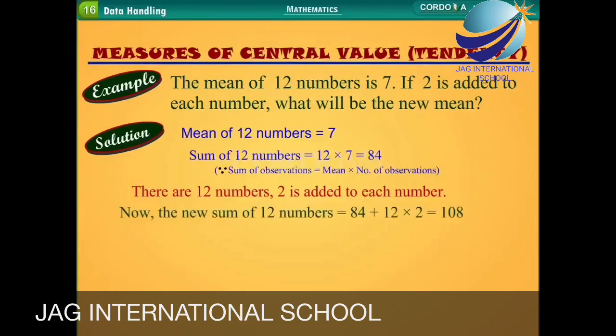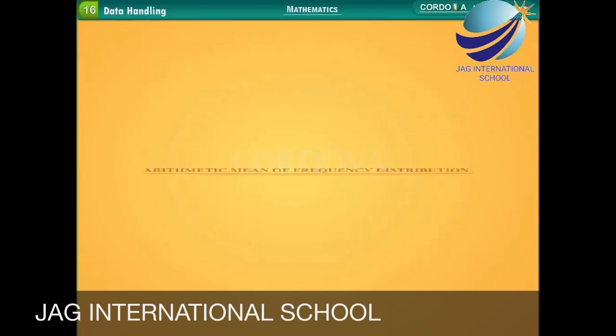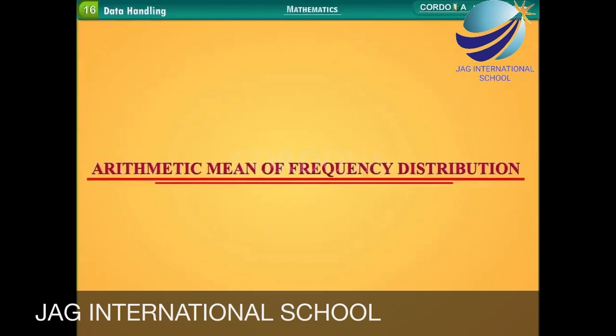2 is added to each number. Now, the new sum of 12 numbers is equal to 84 plus 12 into 2, which is equal to 108. New mean is equal to new sum of 12 numbers upon total numbers, which is equal to 108 upon 12, which is equal to 9. Hence, the new mean is 9. Arithmetic mean of frequency distribution.